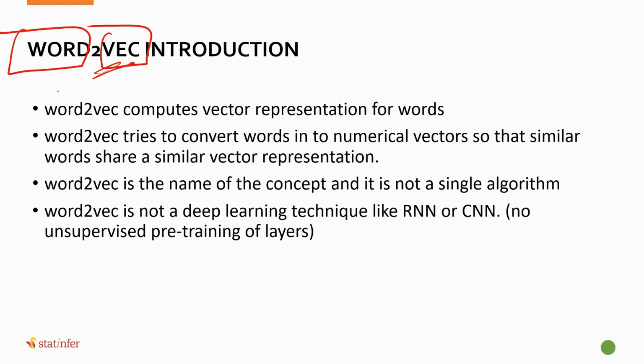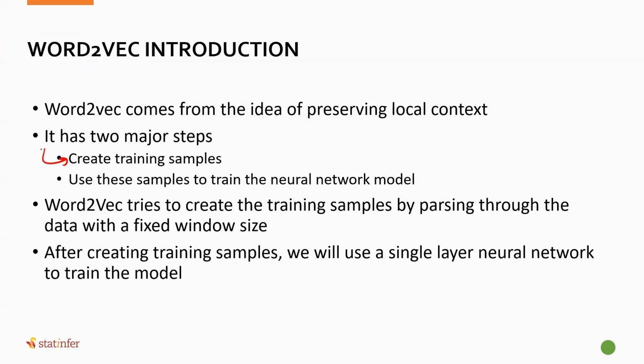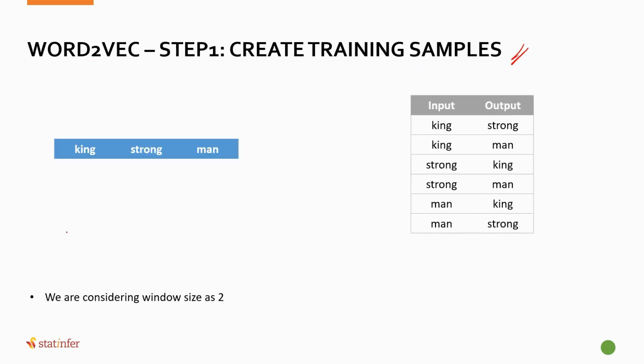In word2vec, there are 2 major steps. We create the training samples. We create the training data by considering the word and the word in the context. And then we use some machine learning model to train them. Let us see how word2vec works. It has 2 steps. Step 1 is to create the training samples. King, strong, man. So how do you create that? The input is the word, and the output is the word in context. King is in the context of strong man.